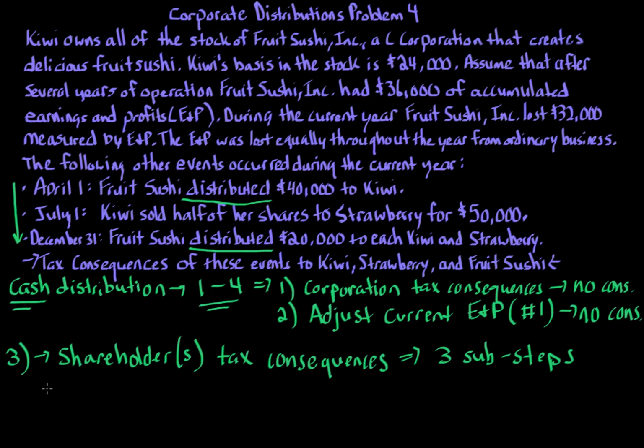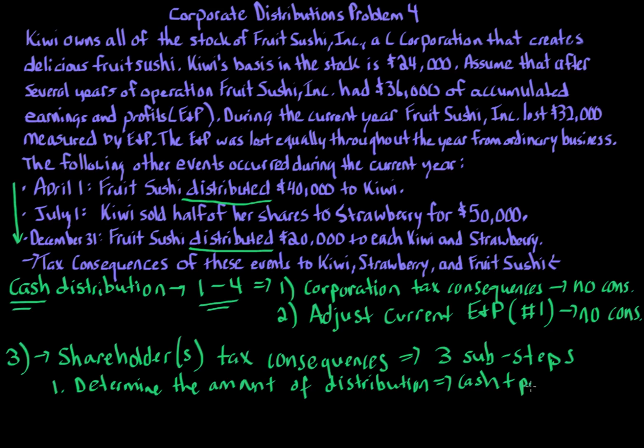So those sub-steps within step 3, first we have to determine the amount of the distribution. And if you recall, the amount of the distribution is the amount of cash plus property, the fair market value of property, minus any liabilities that have been assumed by that shareholder with respect to the property. Well, we don't have any property here or any liabilities being assumed, but we do have cash. So the amount of the cash is the amount of the distribution.